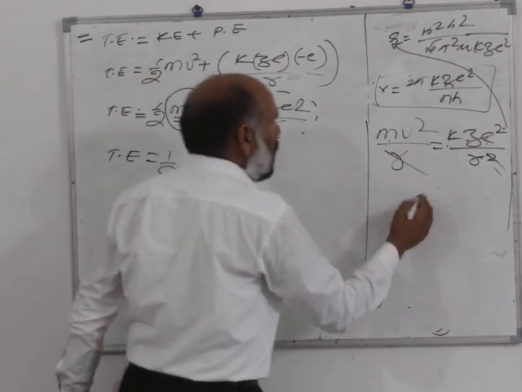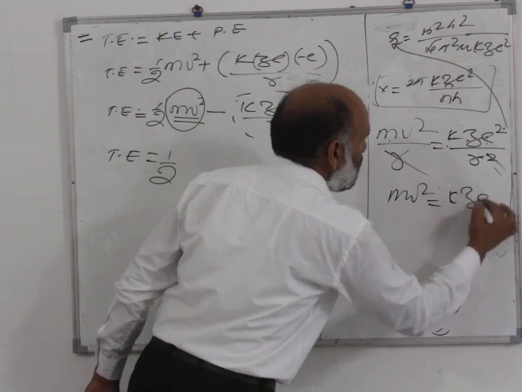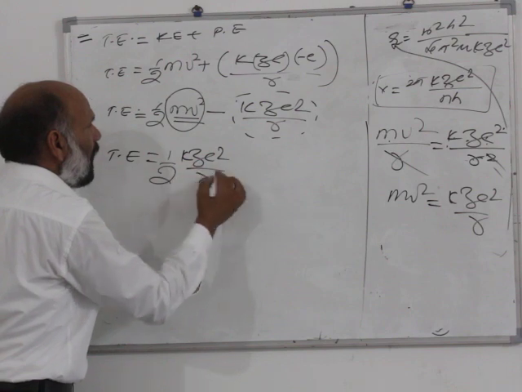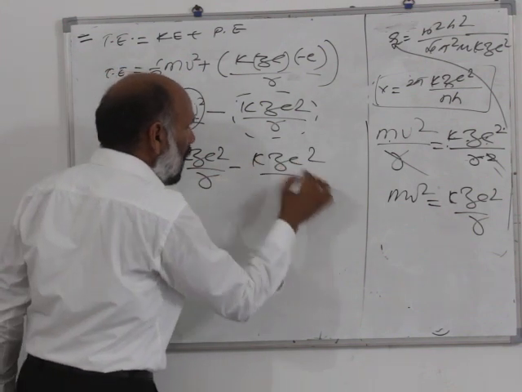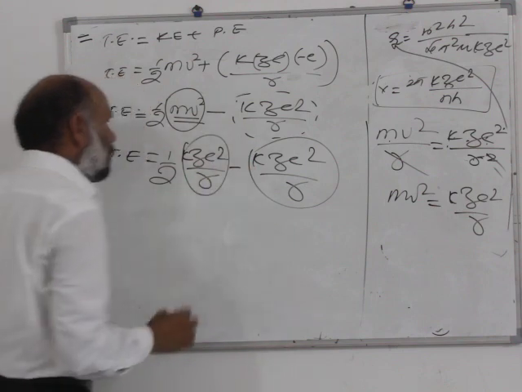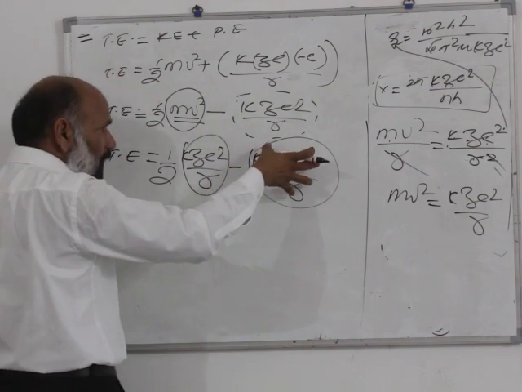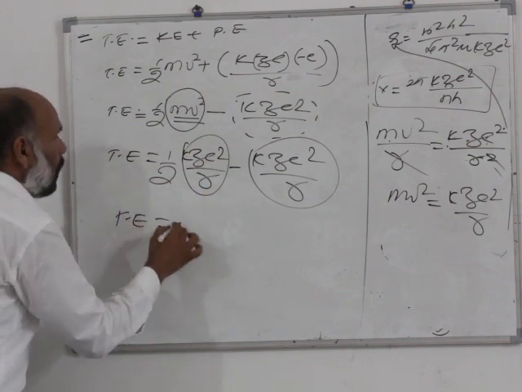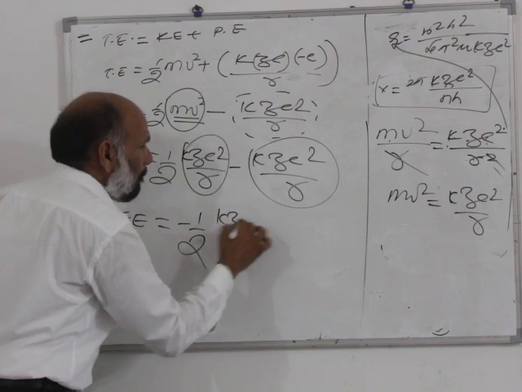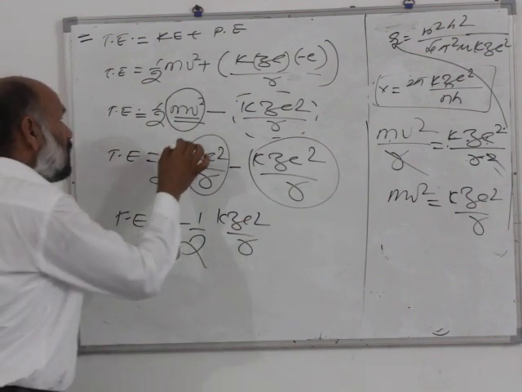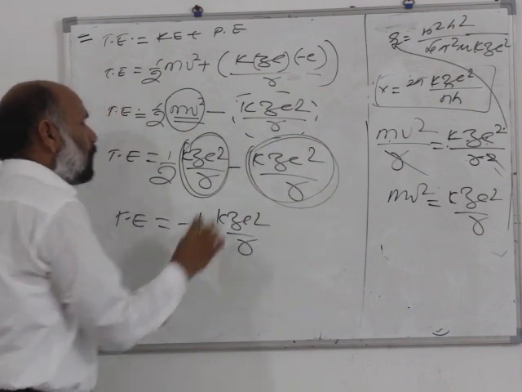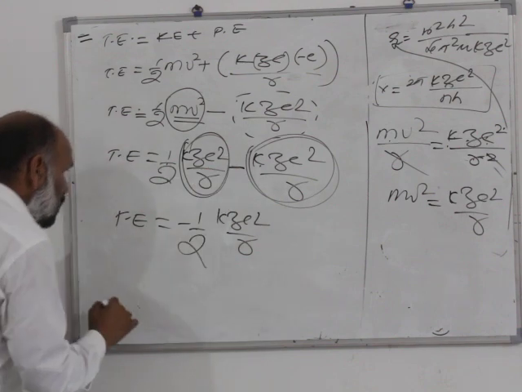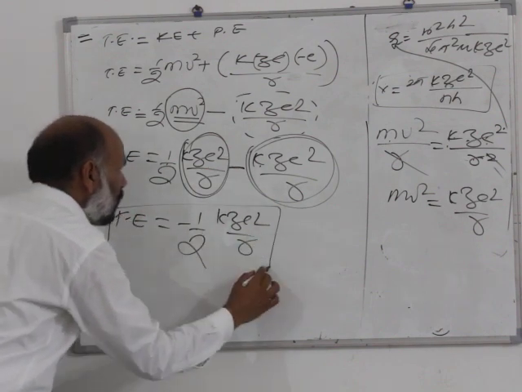What is the value of mv square? mv square equals k z square by r. Put the value here, k z square by r minus k z square by r. This quantity and this quantity are same. So minus one quantity plus half quantity equals minus half of that quantity. Suppose this is potato, this is also potato, so one potato and half potato, the answer must be half, but minus. So this is the total energy. This is the formula for total energy.